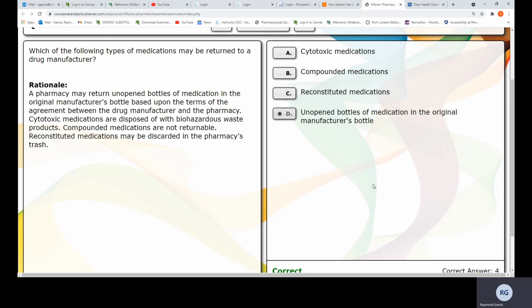Pharmacy may return unopened bottles of medication in the original manufacturer's bottle based upon the terms of the agreement between the drug manufacturer and the pharmacy. Cytotoxic medications are disposed of with biohazardous waste products. Compounded medications are not returnable. Reconstituted medications may be discarded in the pharmacy's trash. So unopened bottles of medication in the original manufacturer's bottle.